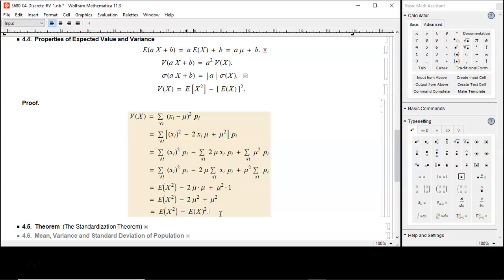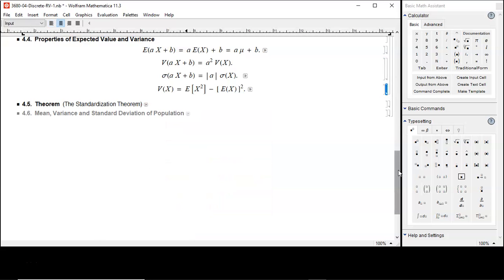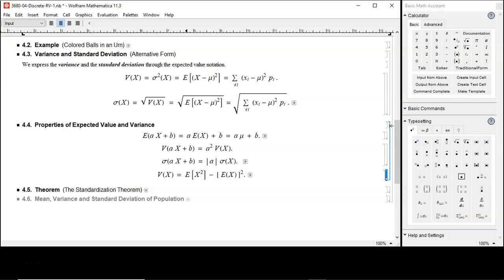Expected value E of X is actually the same as mu, so I could have written it as expected value of X squared minus mu squared, but it's more customary to write it like this, just for aesthetics. So we proved all these, and one more to go.